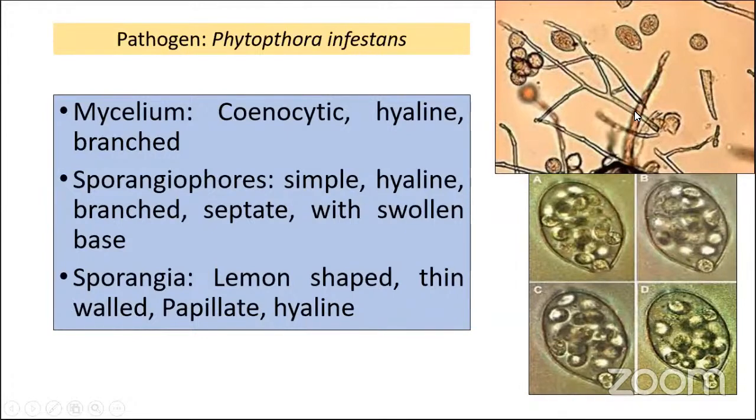This structure you can see in the picture is of the conidiophores. So conidiophores, we can say, are sporangiophores. These are the structures of sporangiophores. These sporangiophores are also hyaline. On these sporangiophores, the sporangia are produced.